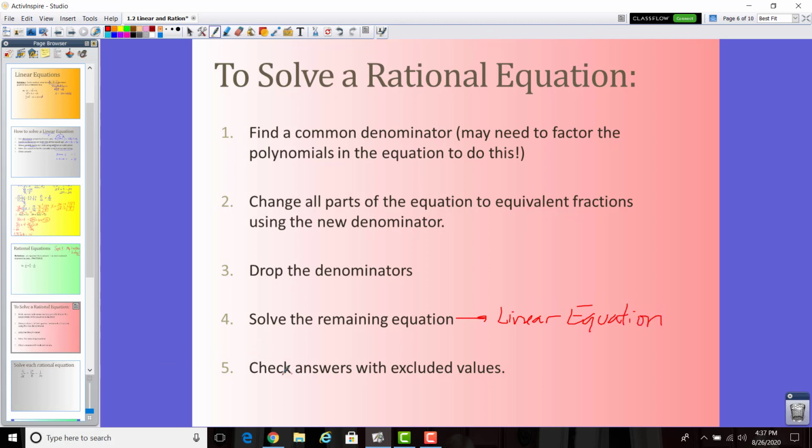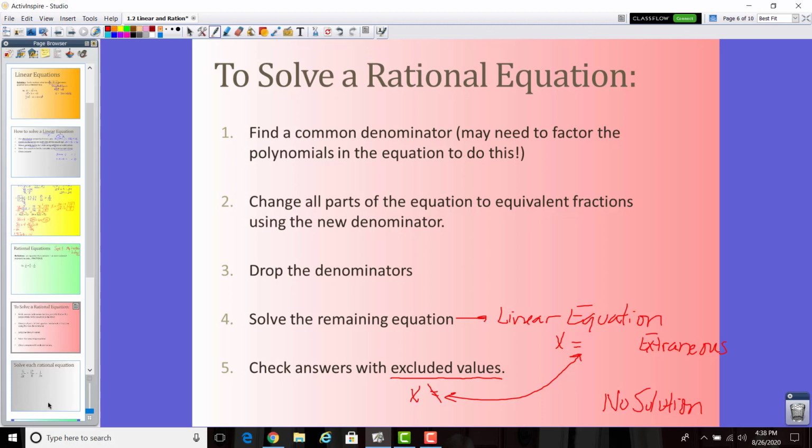Then we have to check our answers. That doesn't mean we check it back into our original. It means we have to check it with our excluded values. If a solution we get in step 4 for our x matches an excluded value that x cannot be, then we actually have no solution to our equation. And this solution is what we call an extraneous solution. It works when we solve it algebraically, but when we go to check it, it's not actually going to work. A lot of times they will ask you for those excluded values, so we have to remember to make sure we do that.